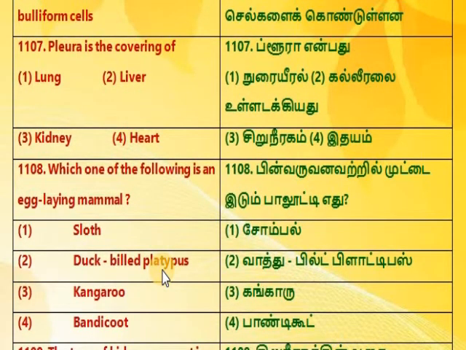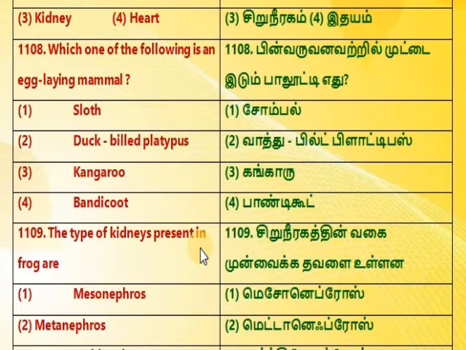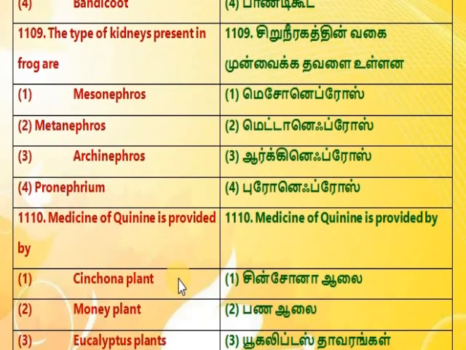1107. Pleura is the covering of 1. Lung. 2. Liver. 3. Kidney. 4. Heart. 1108. Which one of the following is an egg-laying mammal? 1. Sloth. 2. Duck-billed platypus. 3. Kangaroo. 4. Bandicoot. 1109. The type of kidneys present in frog are 1. Mesonephros. 2. Metanephros. 3. Archenephros. 4. Pronephros.